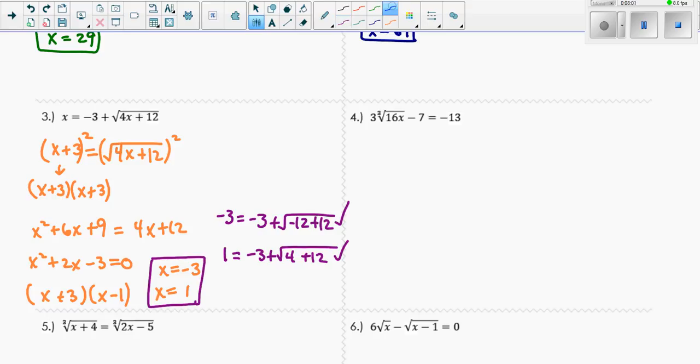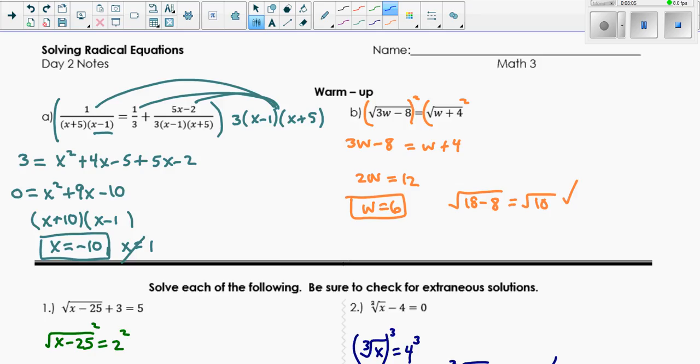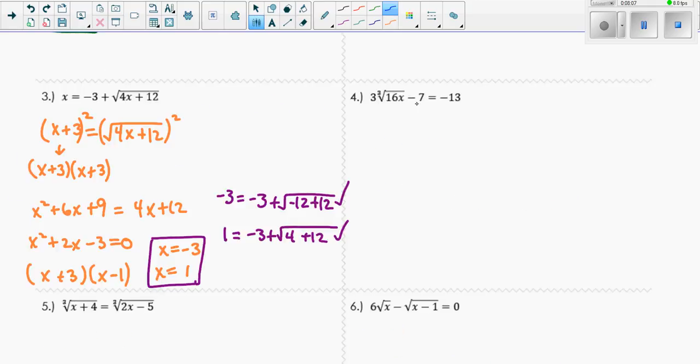Alright. This would be a good one for you guys to try on your own. Unpause it, check your answer, but get your radical by itself. Okay. So let's check your answer. I have 3 times the cube root of 16x. I'm going to add that 7 to the other side, which gives me a negative 6. I'm going to divide by 3, which gives me a negative 2.